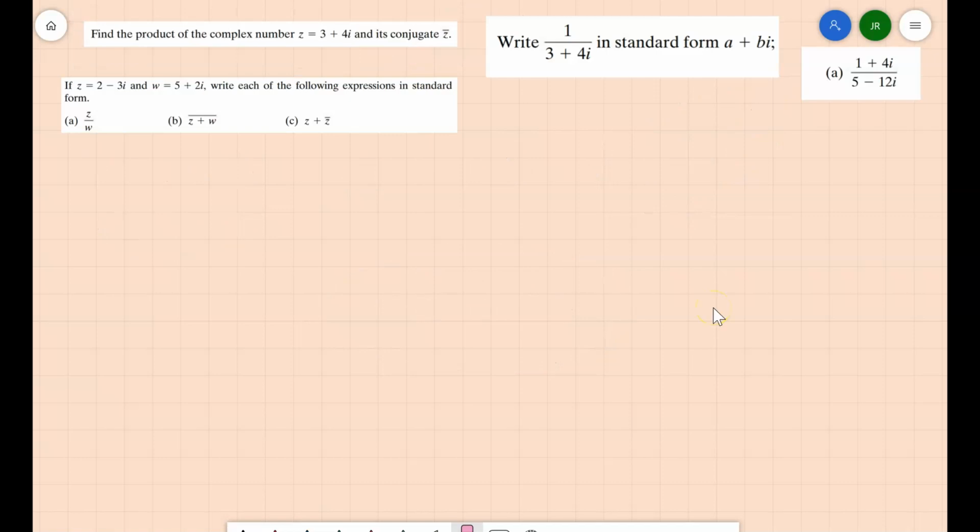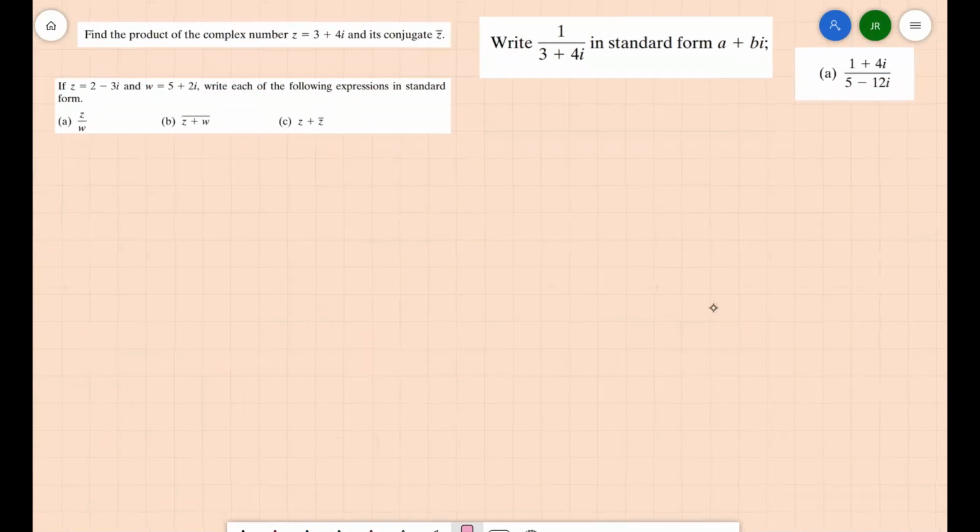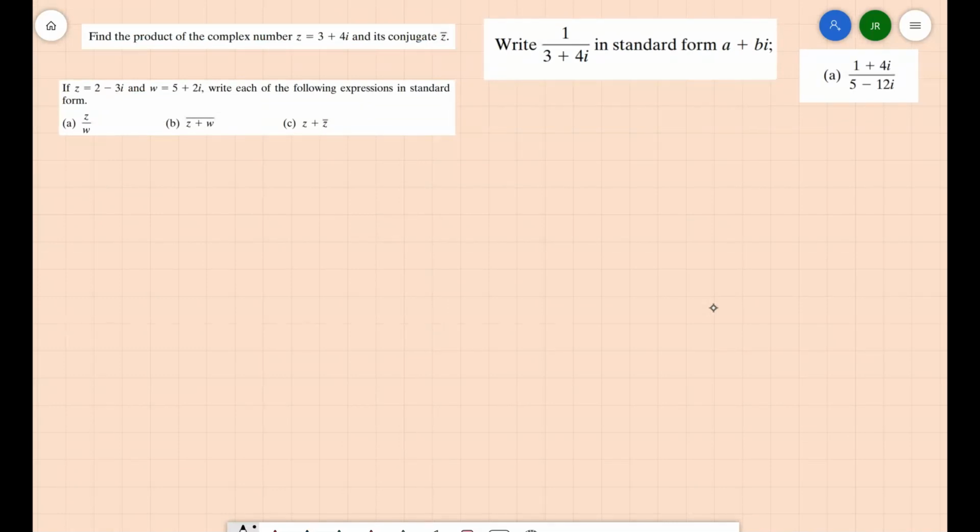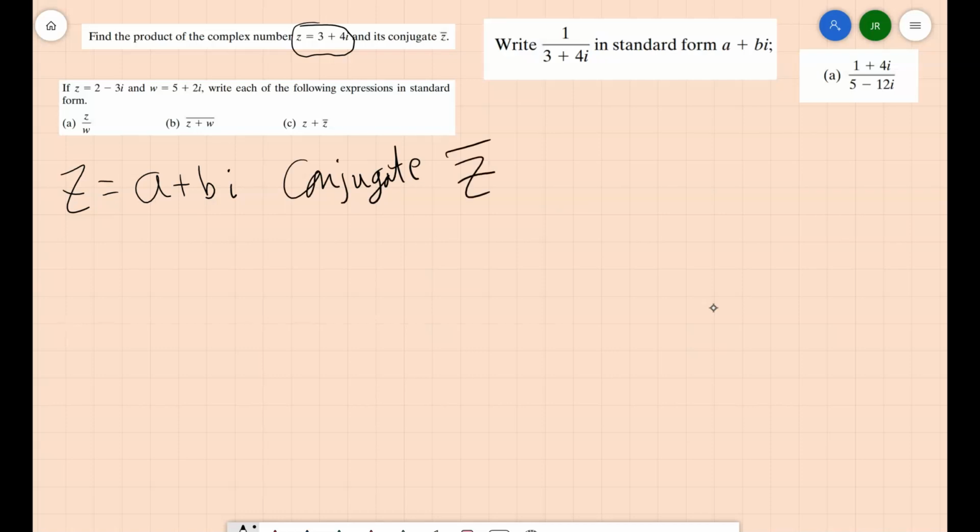Okay, next thing I need to teach you about is a conjugate. What is the conjugate of a complex number? So usually, a lot of times we will define a complex number by using the letter z. So notice right here it says z equals 3 plus 4i. So if you define any complex number z as a plus bi, then the conjugate of z, you use this symbol above the z to denote the conjugate. That's the symbol for conjugate. z conjugate is going to equal a minus bi.